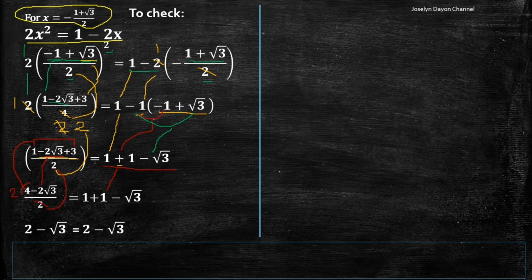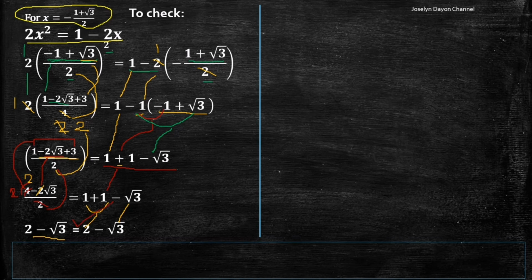So 2 divided by 2, that's already 1. And this one becomes 2. So this one becomes square root of 3. So the expression that is left on the left side of the equation is only 2 minus square root of 3. So on the right side of the equation, combine 1 plus 1, that is equal to 2. Copy minus square root of 3. So if you have observed, we have a balanced equation.